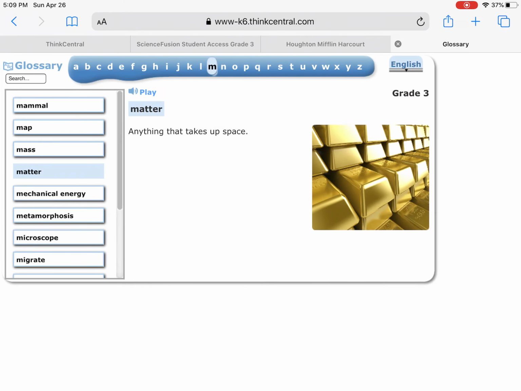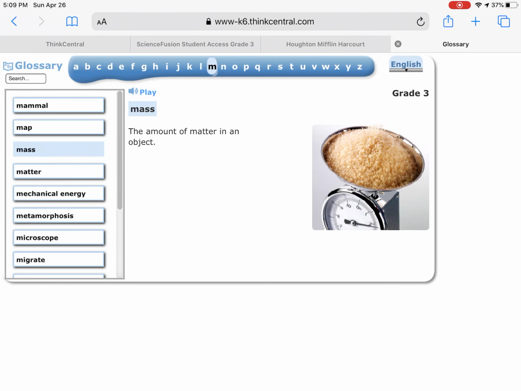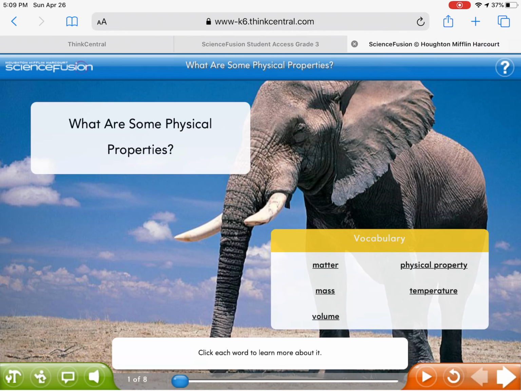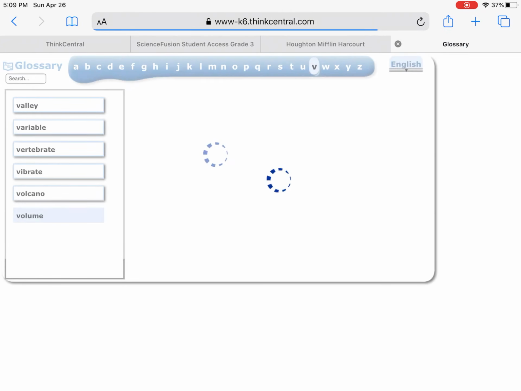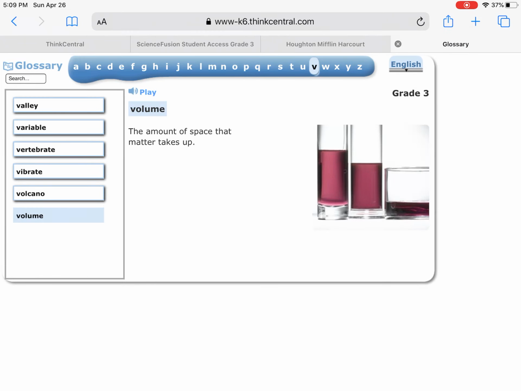So matter is anything that takes up space. So everything in the world is made of matter. Mass is the amount of matter in an object, so how much matter it is made up of. Volume is the amount of space that matter takes up.